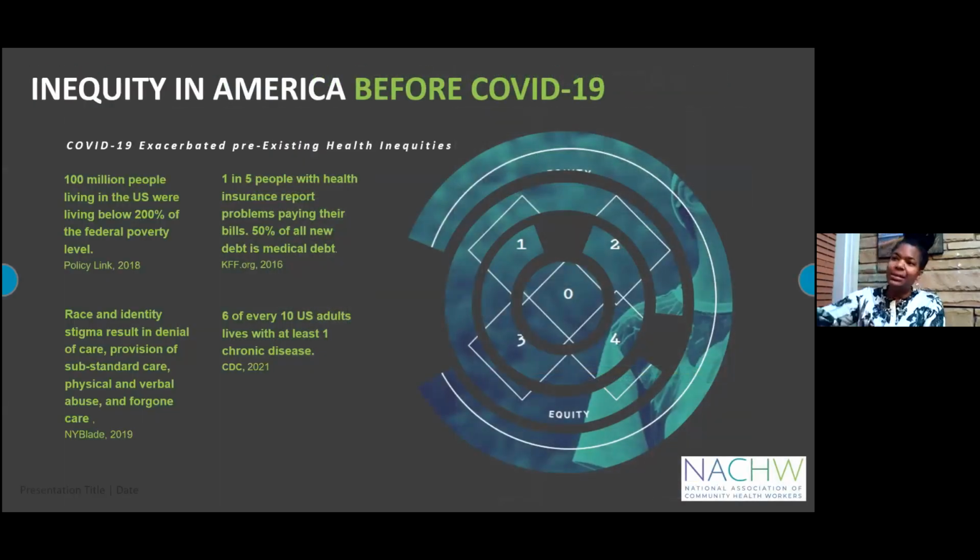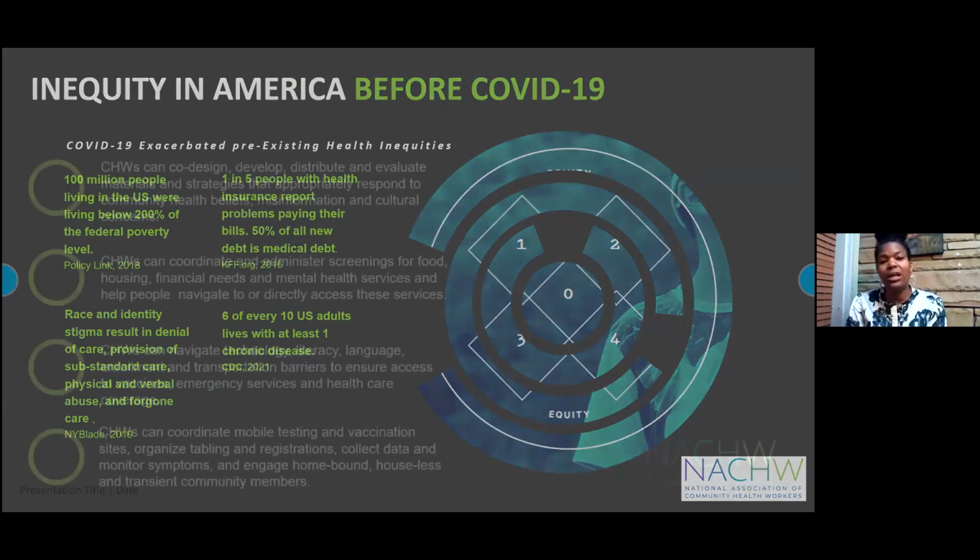Inequity in the United States, as we've already sort of gone through this journey for many hundred years, continues to persist in the midst of the COVID-19 pandemic, where 100 million people living in the US were living at least 200% below the federal poverty level. 1 in 5 people with health insurance were experiencing medical debt or problems paying for medical care, and 6 out of every 10 people in the United States were living with at least one chronic disease.